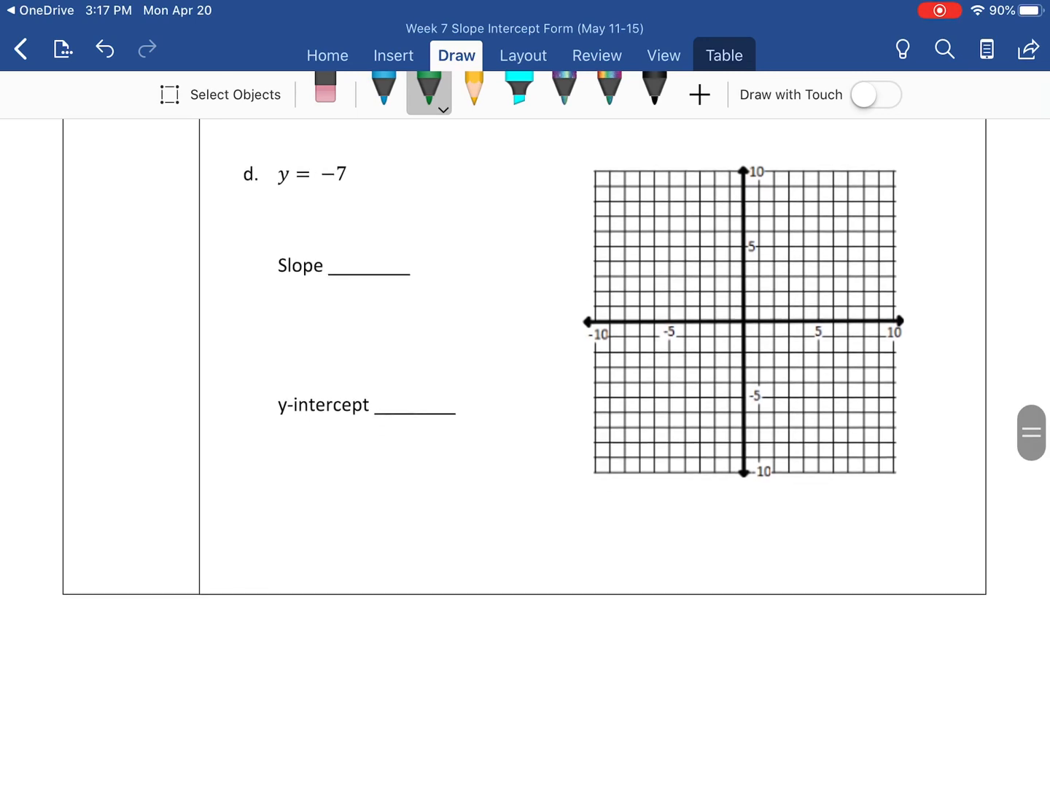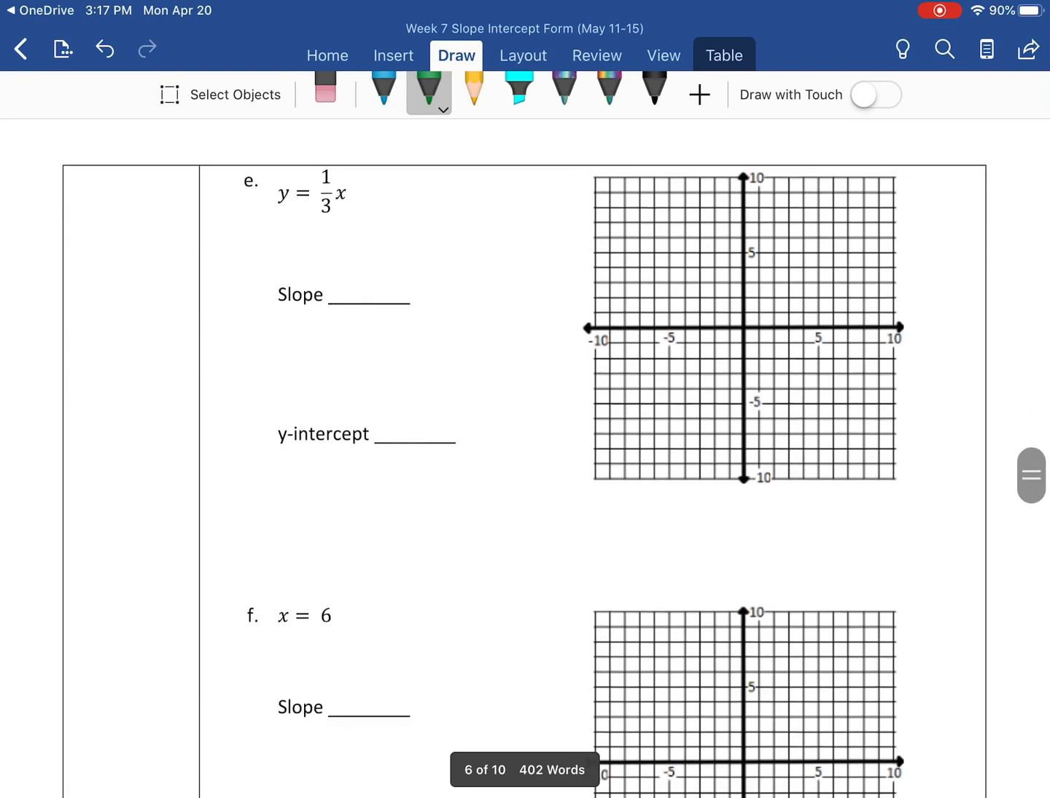It'd be a good idea to pause and see if you can finish these last couple for yourself. Letter D, y equals negative 7. Notice how we don't have our x, so it's kind of like having 0x minus 7. So our slope is 0, and our y-intercept is negative 7. Well, here's our y-axis. We're going to go down 7. So this is the special case where we have a horizontal line. Whenever you have y equal to some number, and there isn't the x part there, it's just that horizontal line. And that's all we need.